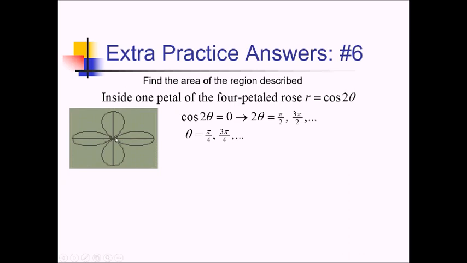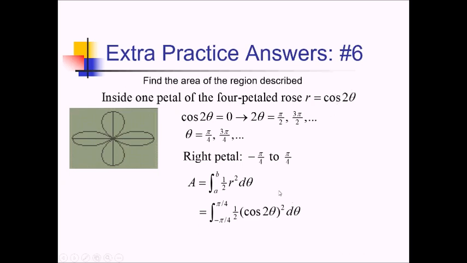So that means that this other one down here is going to be negative pi over 4. So our right petal goes from negative pi over 4 to pi over 4. So to find the area, using my area formula, which again is the integral from a to b of 1/2 r squared d theta, I'm just going to go from negative pi over 4 to pi over 4 with 1/2, and the r squared is just going to be cosine of 2 theta, that whole thing squared. Now I just go on the calculator and make that happen.